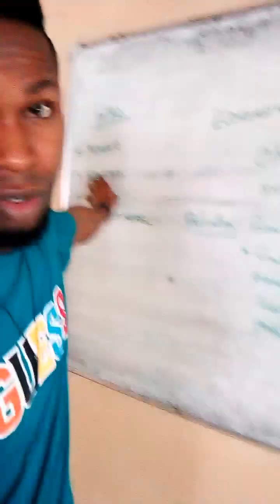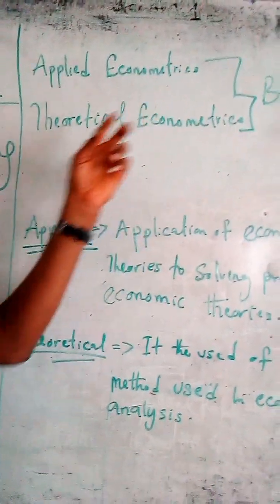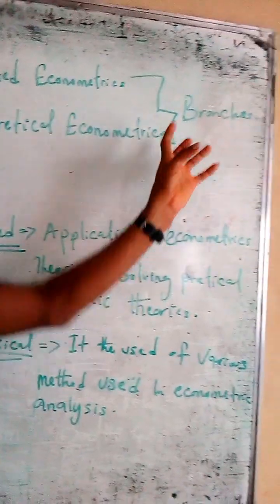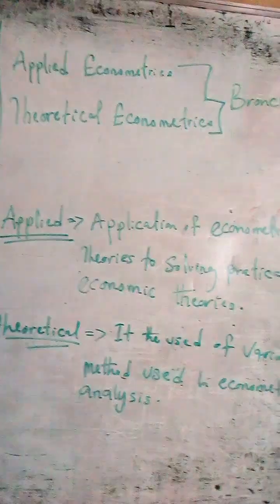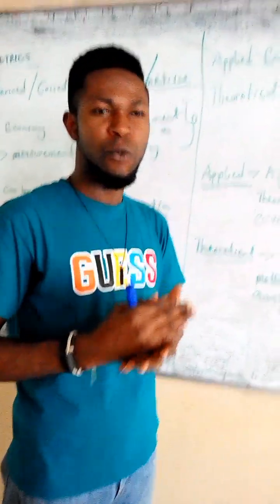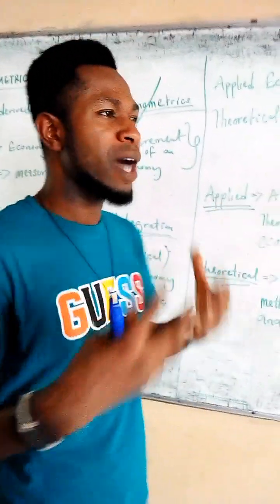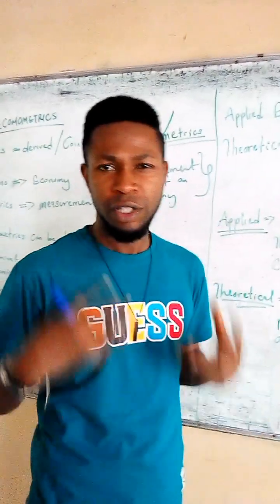Now, when we talk about branches of econometrics, you must understand that we have two main branches: number one, applied econometrics, and number two, theoretical econometrics. These are the main branches of econometrics. If you are talking about applied, I will help you break it down in a way that you can easily comprehend. When you talk about applied econometrics, what does it talk about?